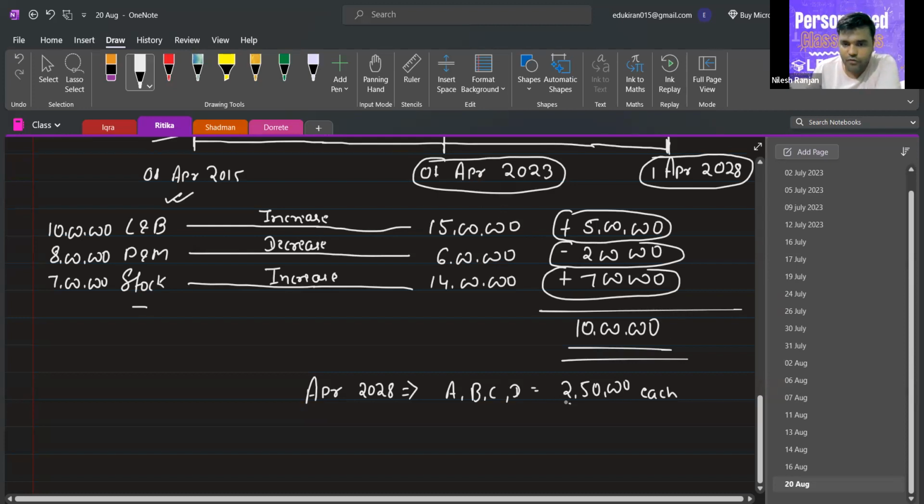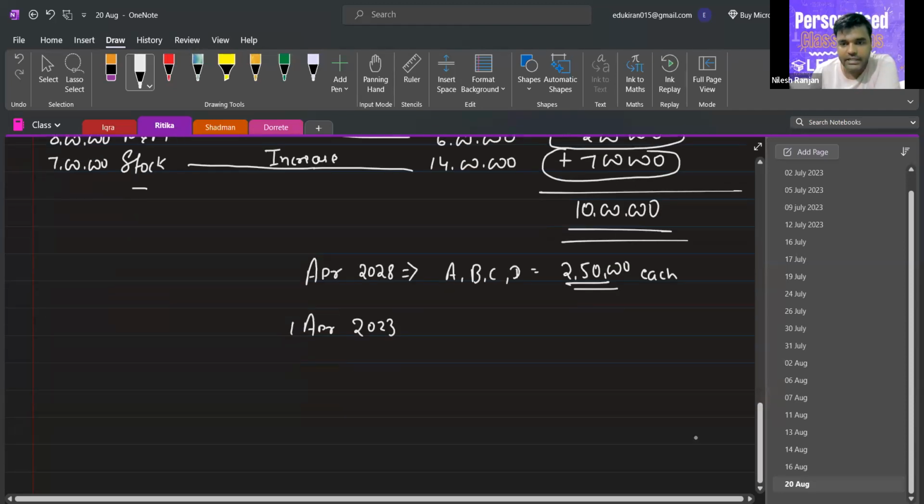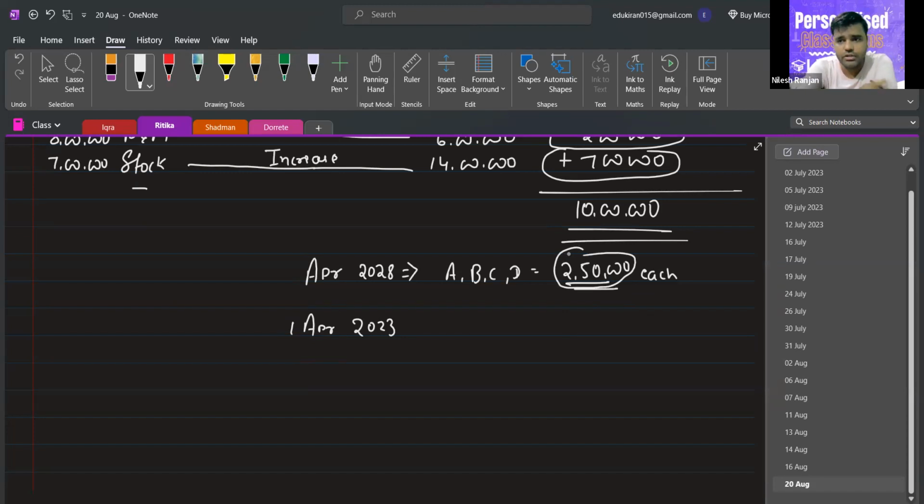So what will happen here is that on 1st April 2023, we will say to D that you will get 2,50,000 in 2028 or in future anytime. So you should share this, you should give this back to us right now in April 2023.